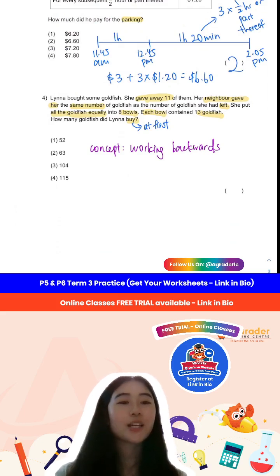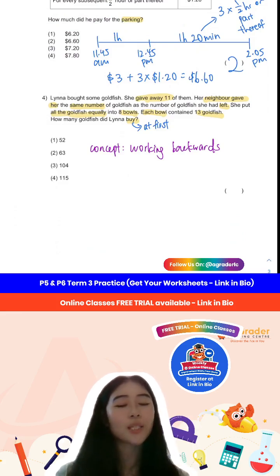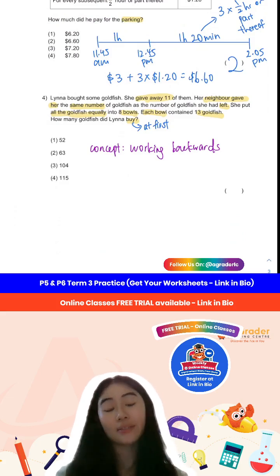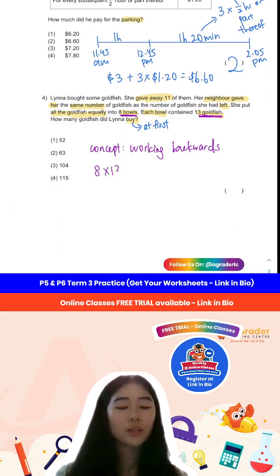Okay, so I'm going to go through the question. We're going to use working backwards, which means that we're going to start from the very last sentence. The last sentence said that she has 8 bowls and each bowl contains 13 goldfish. So you can use 8 times 13 to get 104 goldfish in the end. So in the end, she has 104 goldfish.